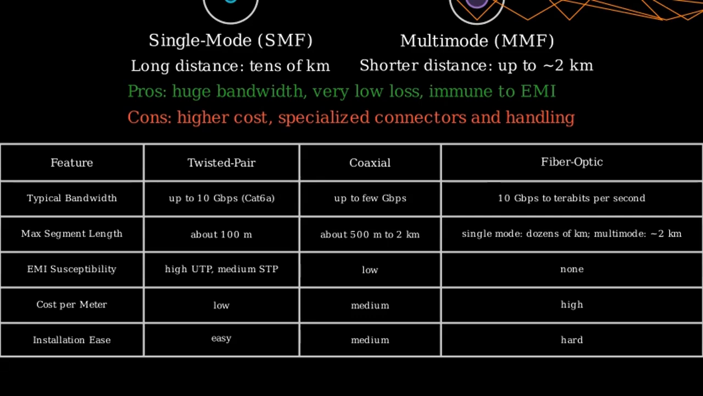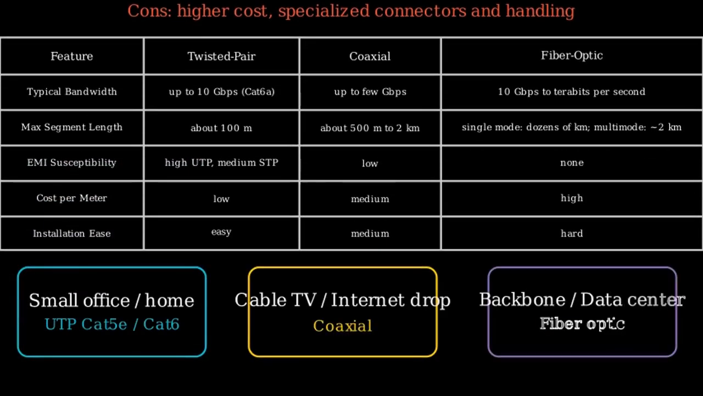So, when do you choose which? For a small office or home network, use unshielded twisted pair, Category 5E or Category 6. For a cable television or broadband drop, use coaxial cable. For a campus backbone or high-speed data center links, use fiber optic.